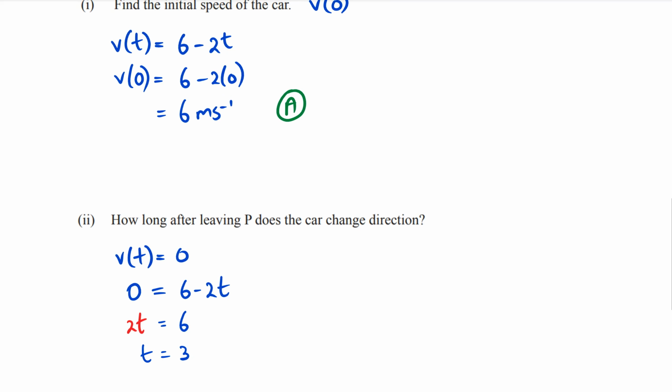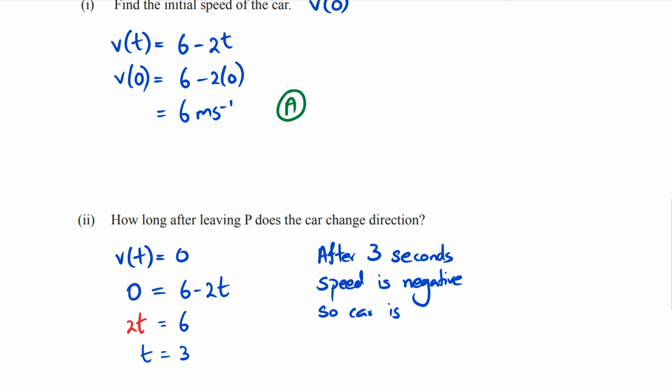So that means the velocity is 0 at t equals 3 seconds, which means after 3 seconds, the velocity has to be negative. Therefore, it's actually coming back to the start. So we can say that after 3 seconds, the velocity is negative, so the car is heading back to P.